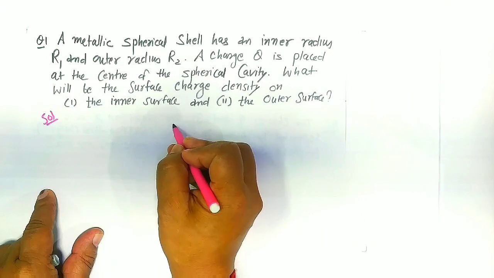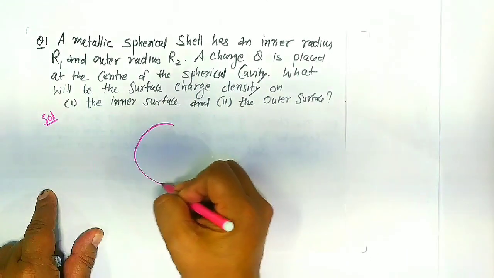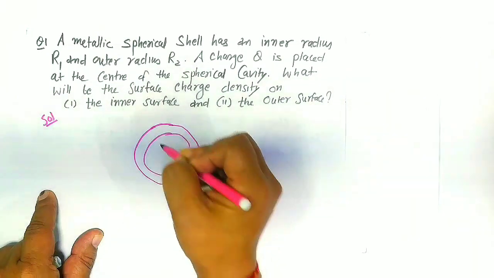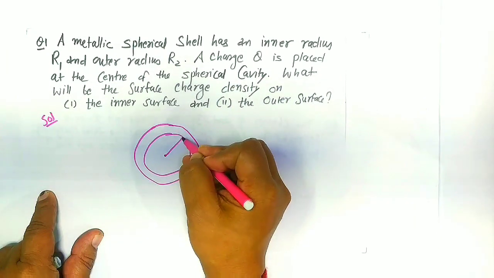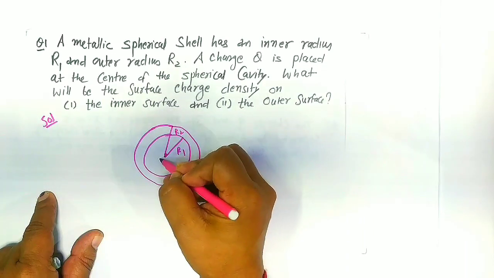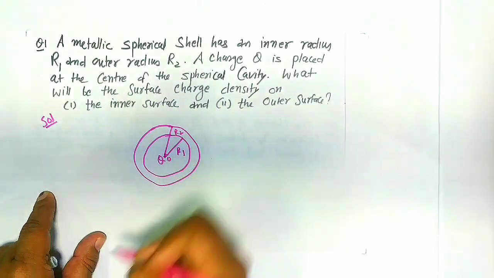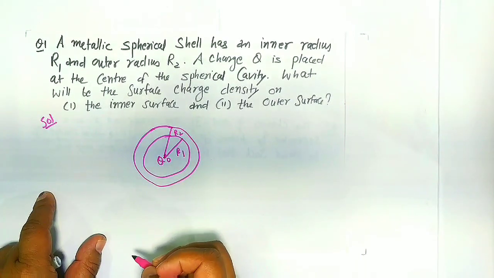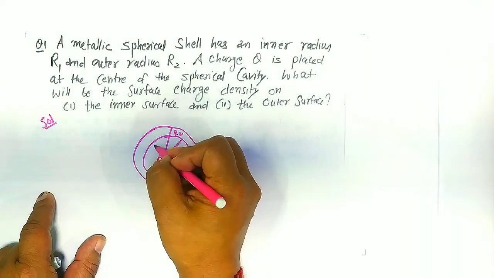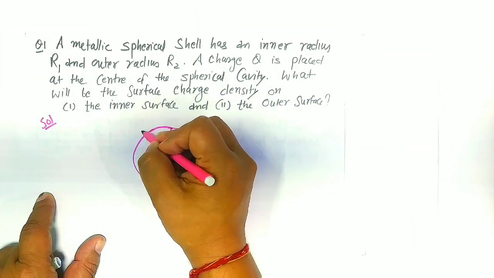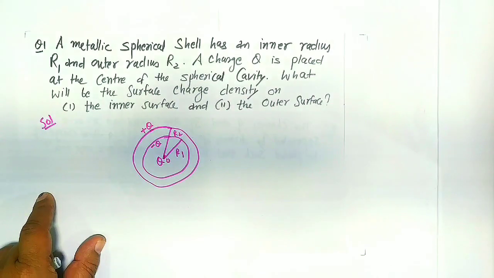Say there is a spherical shell like this, and it has two radii. One is the inner radius R1 and the other is the outer radius R2. And there is a charge kept at the center. And you know, when there is a cavity, there is charging by induction. So what will happen? This plus Q charge will induce minus Q on this side, and the outer will be plus Q. So very simple.